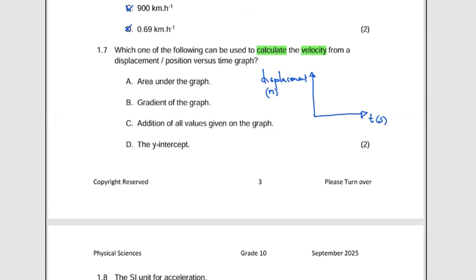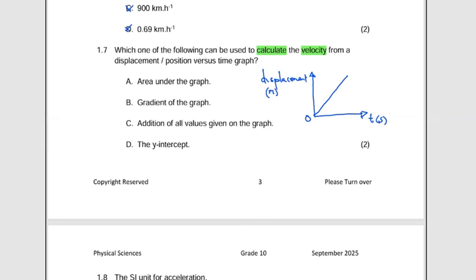So now we are asked, which one of the following can be used to calculate the velocity from a displacement time graph, right? So in terms of this, we are going to say the gradient of the line. So let's say this is the origin 0, then our displacement is increasing like that along the time, right? So we're going to have the gradient of the line, which is what the graph there.